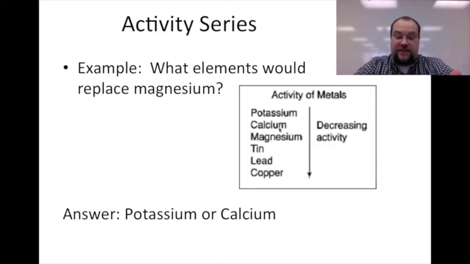So potassium or calcium would be alone, and they would replace the magnesium if magnesium was paired with something. A reaction would occur. So if I had potassium or calcium by itself, a reaction would occur.